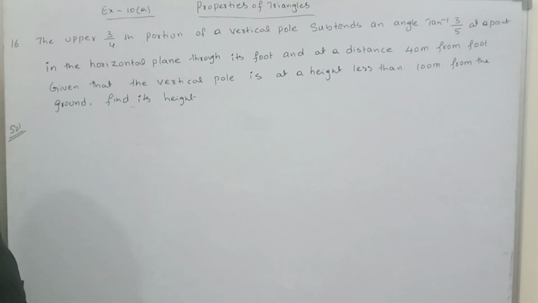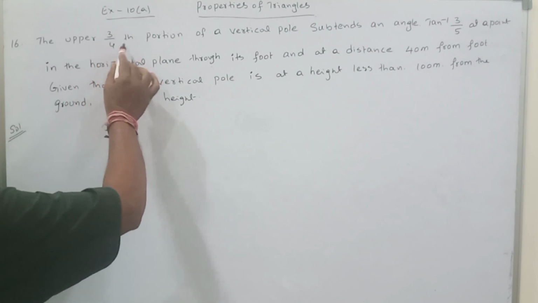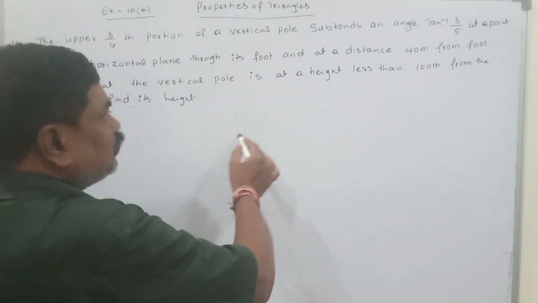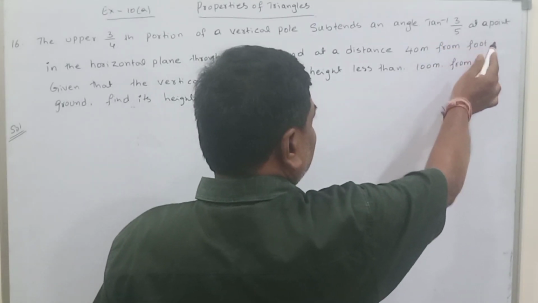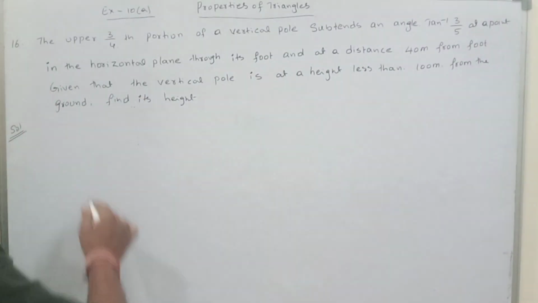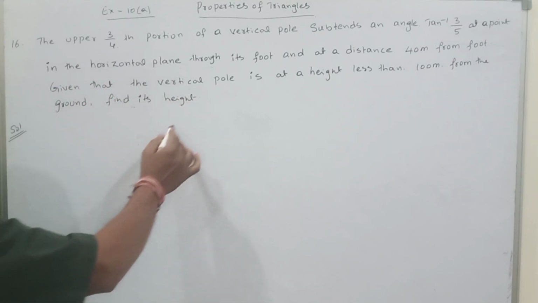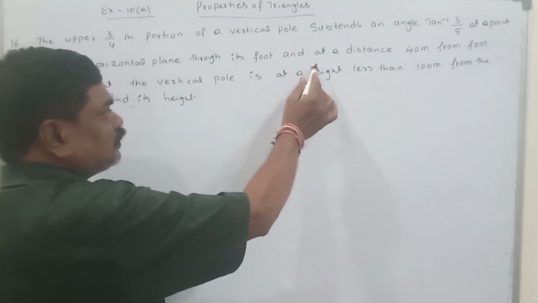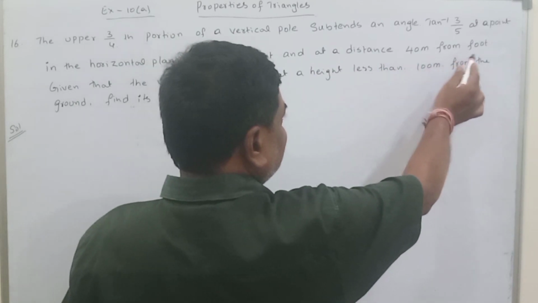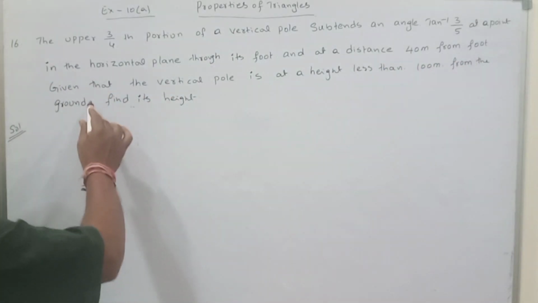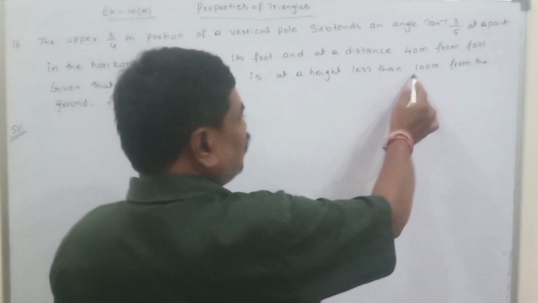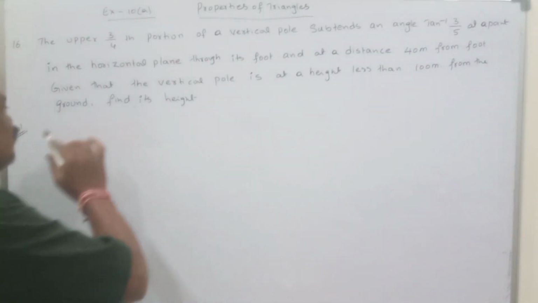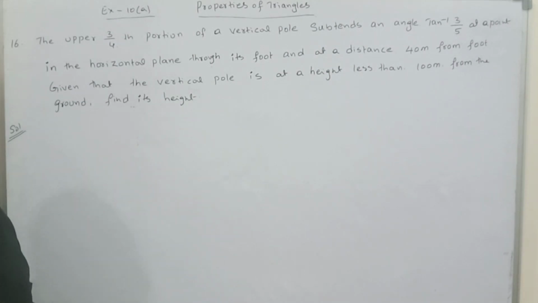Once again, I read the problem. The upper 3 by 4th portion of a vertical pole subtends an angle tan inverse 3 by 5 at a point in the horizontal plane through its foot and at a distance 40 meters from the foot. Given that the vertical pole is at a height less than 100 meters from the ground, find its height.